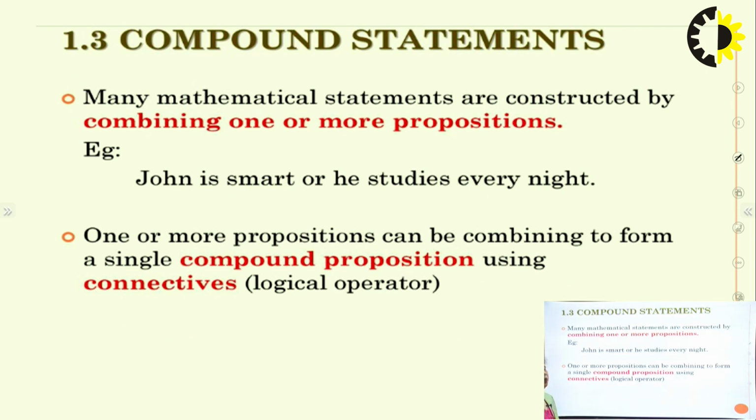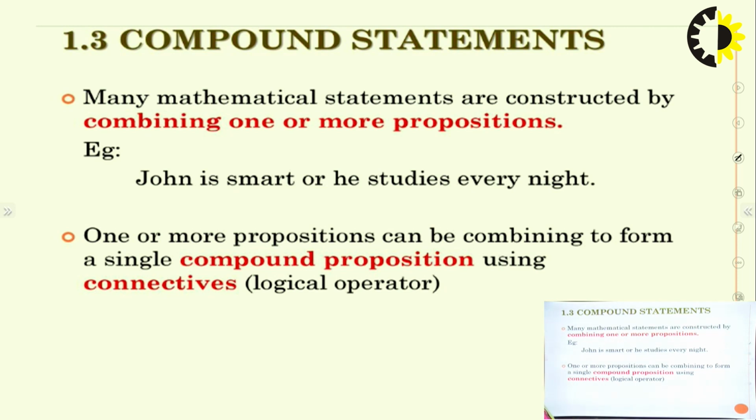Now, we have something known as compound statements. When many mathematical statements are constructed by combining one or more propositions, we call them compound propositions. When we have a single proposition, we call it an atomic proposition. But when we combine one or more propositions, then they become compound statements or compound propositions. One or more propositions can be combined to form a single compound proposition using connectives. These connectives are nothing but logical operators.